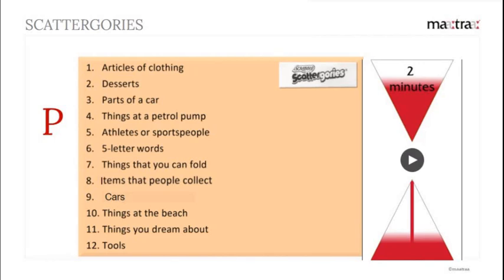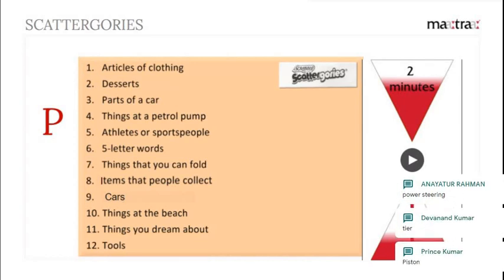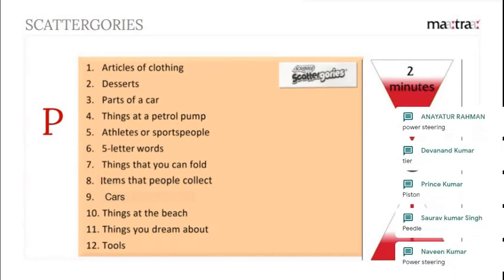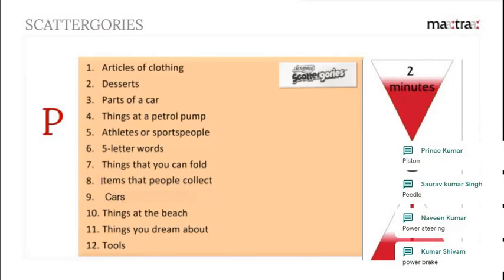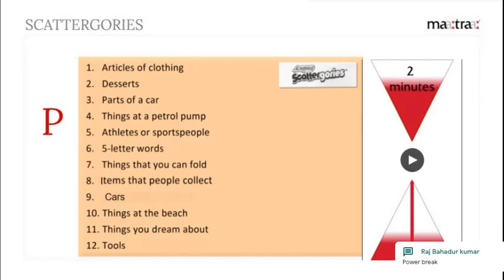Next one. Parts of a car. Power steering. Piston. Pedal. Saurav, pedal spelling देख लो. Power steering, power brake. हाँ, सबके सामने power डालो तुम. सब लोग one after the other. सब power डालो. Power brake, power engine, piston. Very good. Pressure vessel. That sounds like pressure cooker. I don't know what a pressure vessel is.